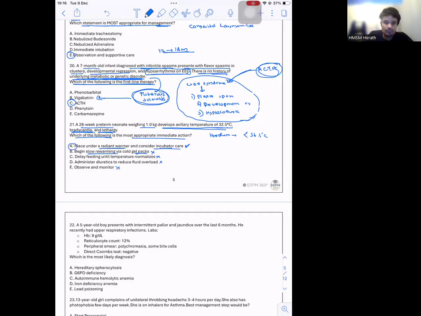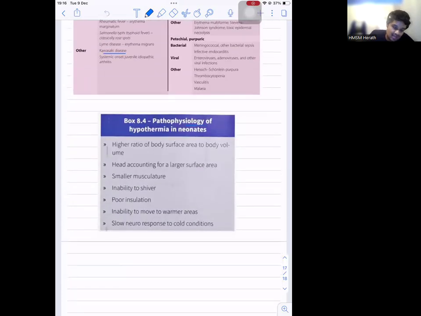Now here, I would like to tell you about certain pathophysiological features of hypothermia in neonates because it was asked in previous question papers as well. Why do neonates tend to get hypothermia? There are certain features of neonates which help that. They have a higher ratio of body surface area to body volume, right? That's a high body surface area. Therefore, there's risk of heat loss and hypothermia.